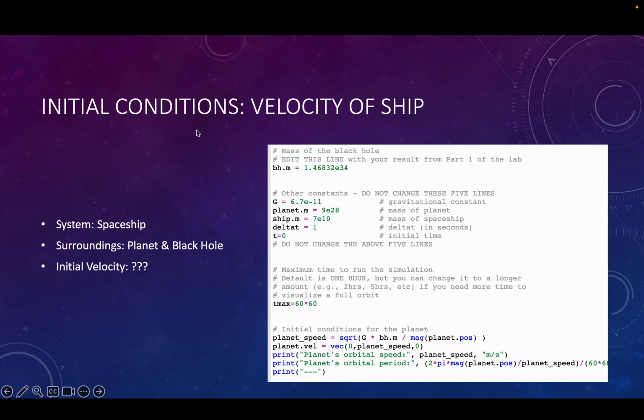So going into the second part of the experiment, our initial conditions: the system was the spaceship, the surroundings was the planet and black hole, and then our initial velocity is unknown. And the screenshot shows the constants that we knew going into this part of the experiment, as well as the initial conditions.